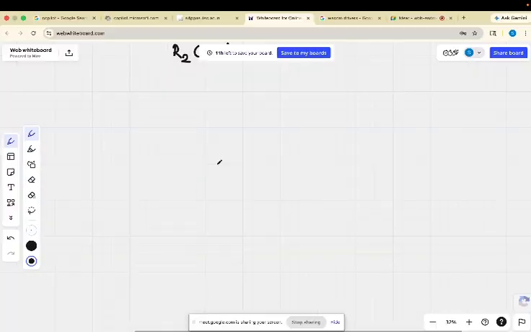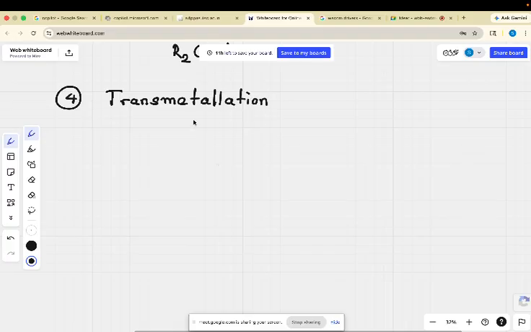Done. Next, number 4, that is known as transmetallation. In organometallic chemistry we will do it separately. So transmetallation means retention in stereochemistry. Retention means there is no change in the stereochemistry of the molecule.